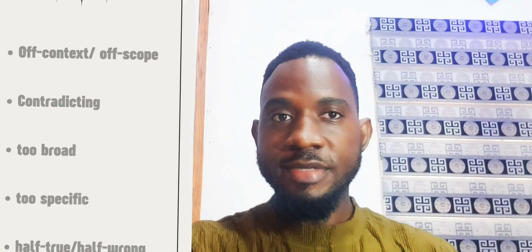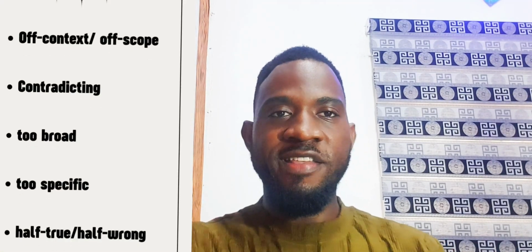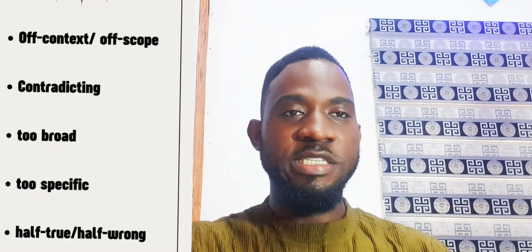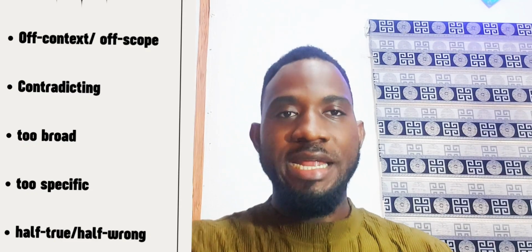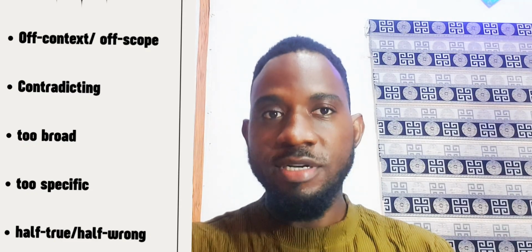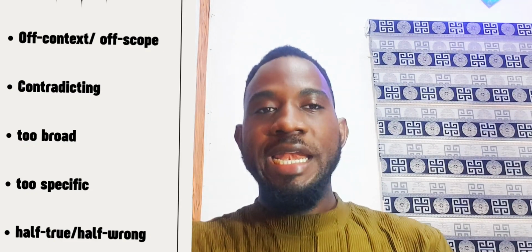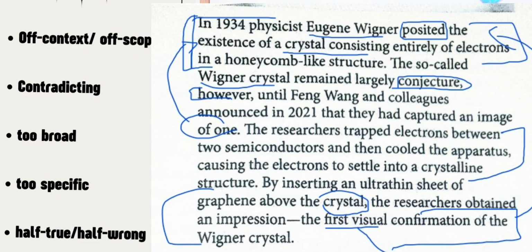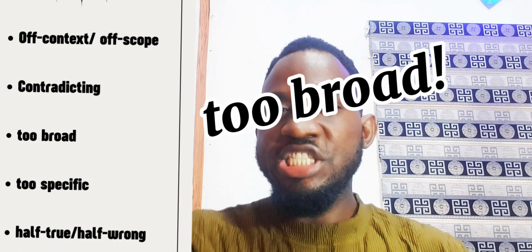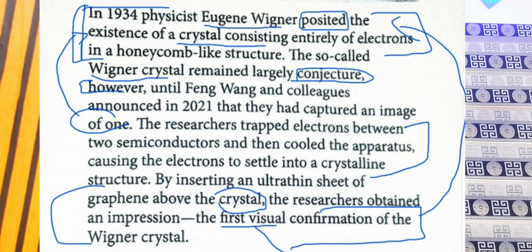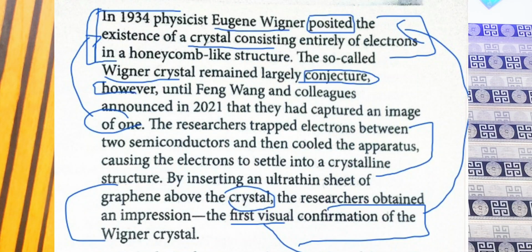We also have a wrong answer that is considered too broad. It has gone beyond the specific scope. Every passage has a scope. The scope of this passage is a research done by Wiener, and that research is centered around the finding of a crystal. Now, anything that talks about research in general without specifically talking about that honeycomb-like crystal is said to be too broad.